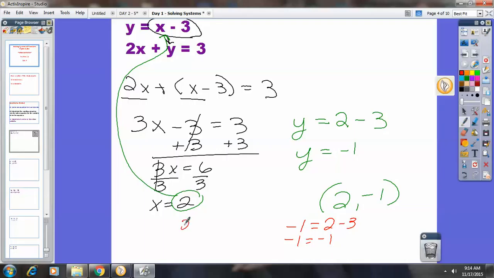2 minus y equals 3. Whoops. So y there should have been 1. That ordered pair worked when I plugged it into the second equation as well. So I know that this ordered pair is in fact the solution.